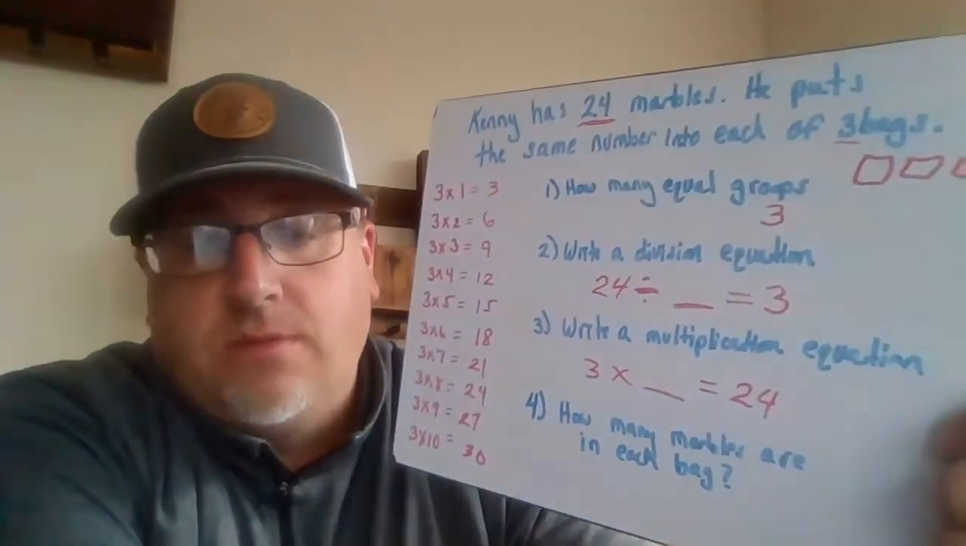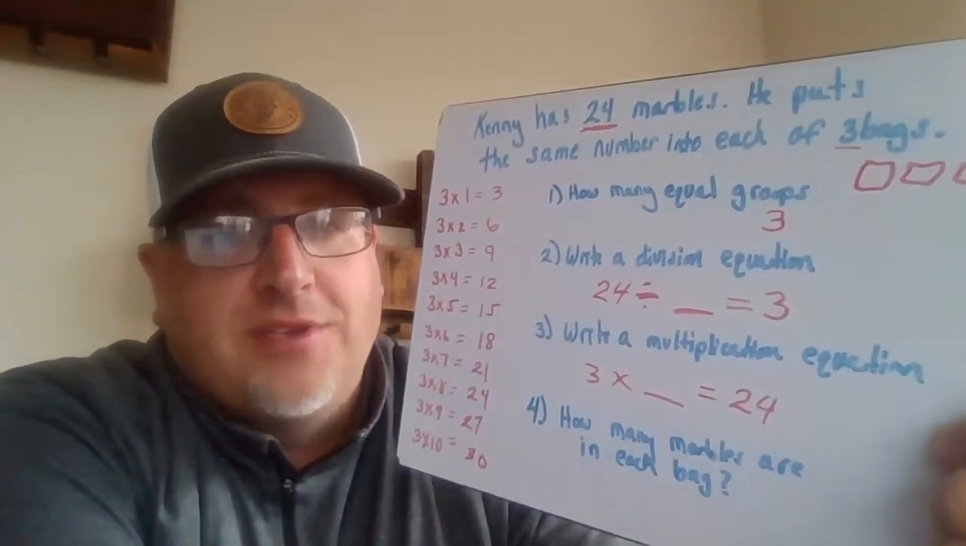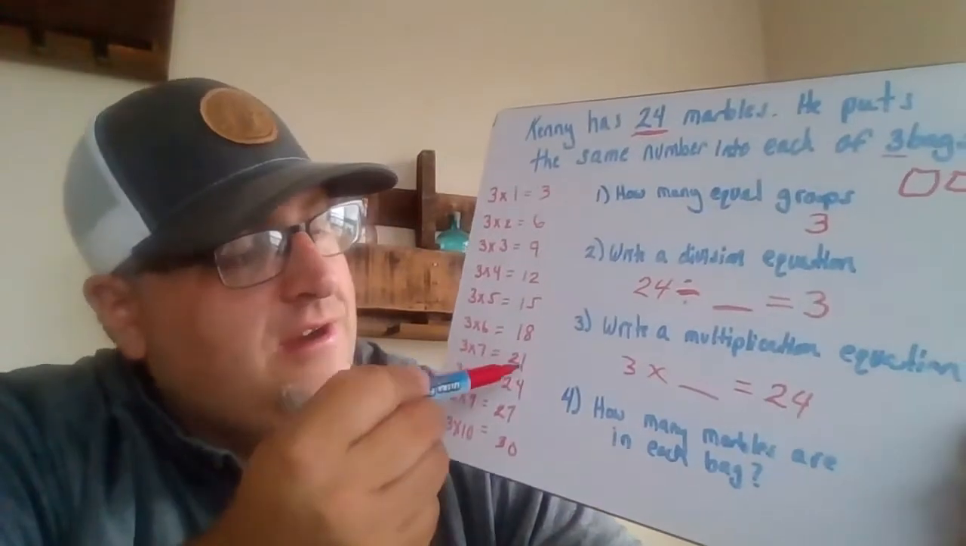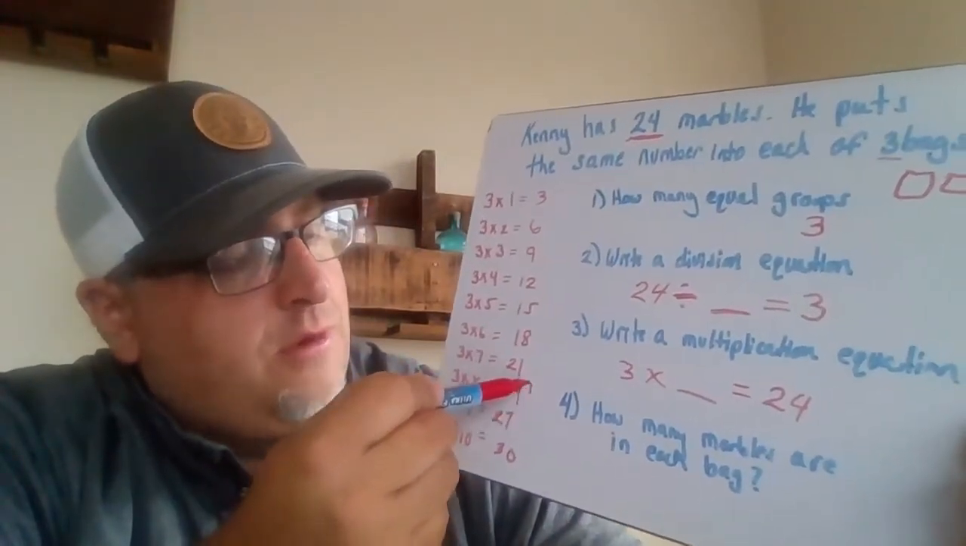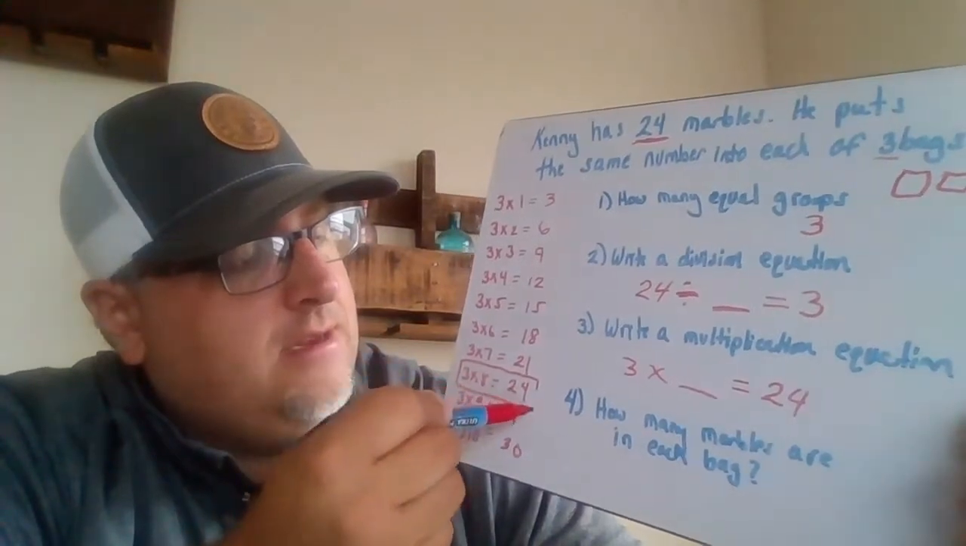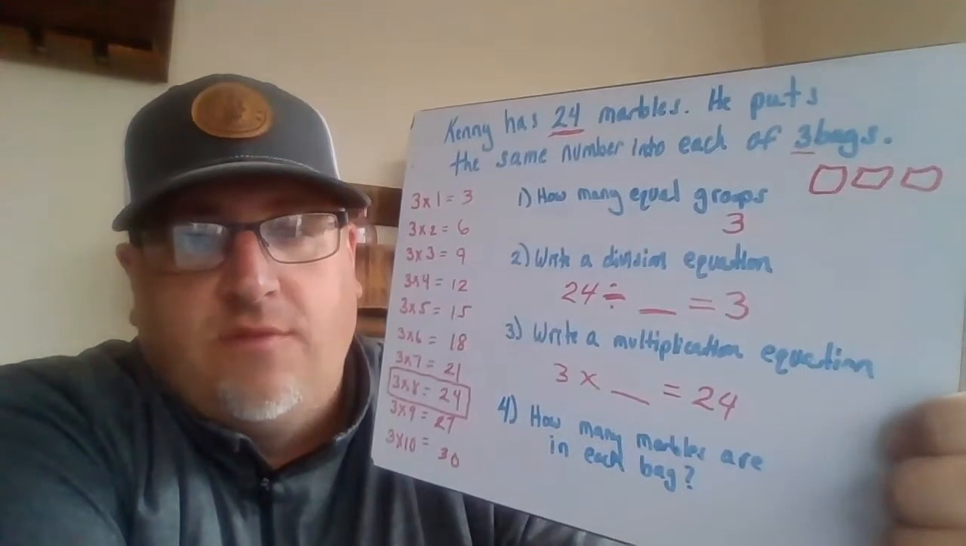I like to write those out, because as I was going, hopefully you guys noticed something. Yep, what did you notice? Yep, right here. 3 times 8 equals 24. 3 times 8 equals 24.